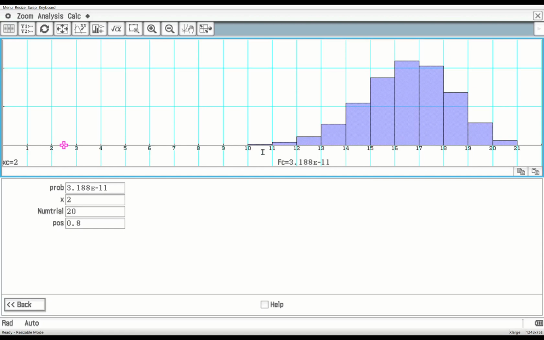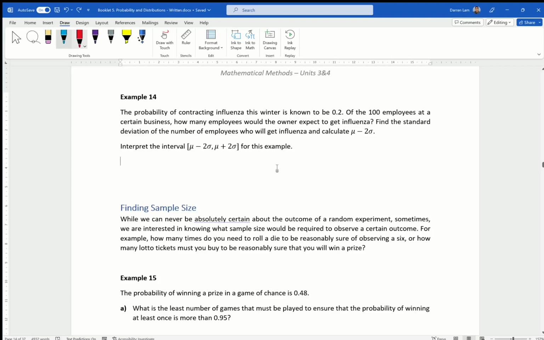That's really it. All you need to know is understand that logic, and also, for example, identify that based on this graph, I should be expecting, for probability of success being 0.2, I should be expecting 1 to 8 successes. That's about it. The probability of contracting influenza this winter is known to be 0.2. Of the 100 employees at a certain business, how many employees would the owner expect to get influenza? Find the standard deviation of the number of employees who will get influenza and calculate the mu minus 2 sigma.